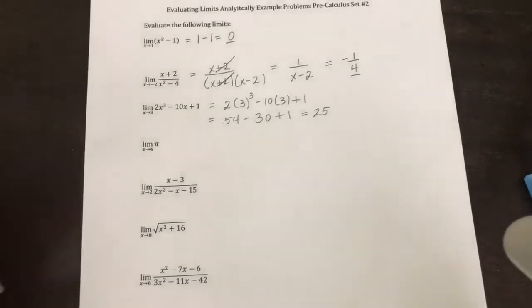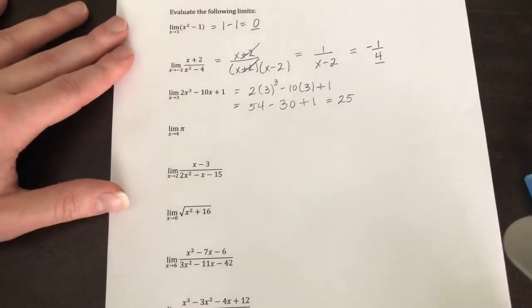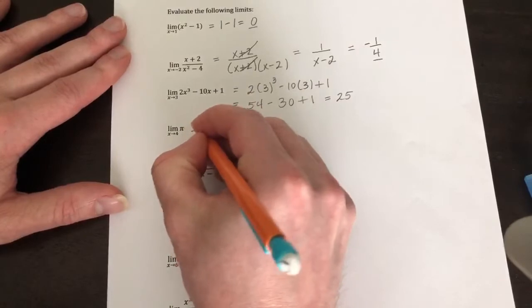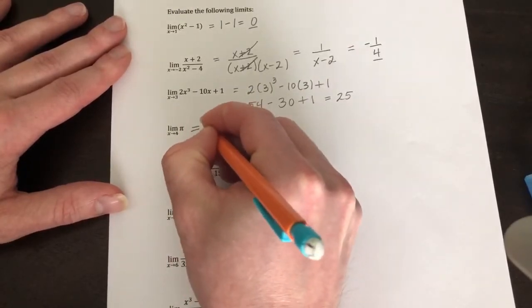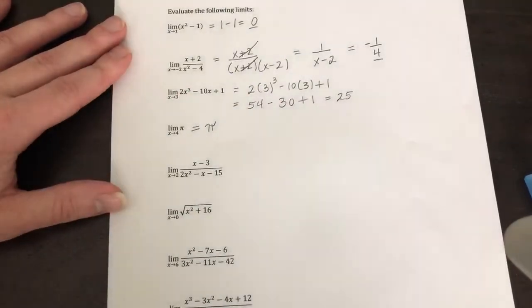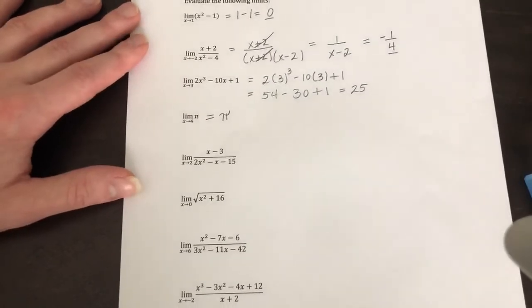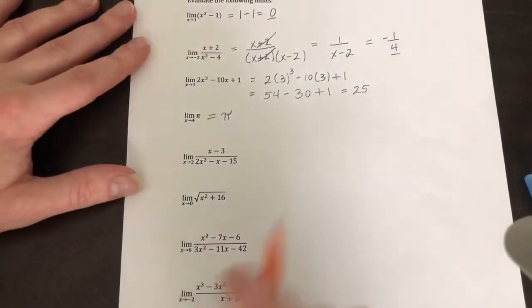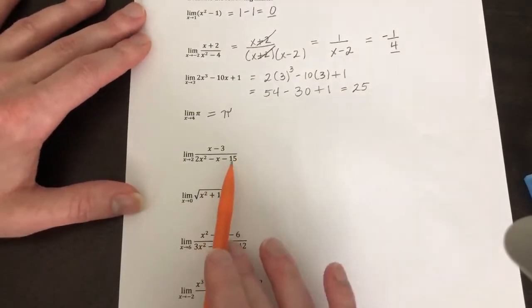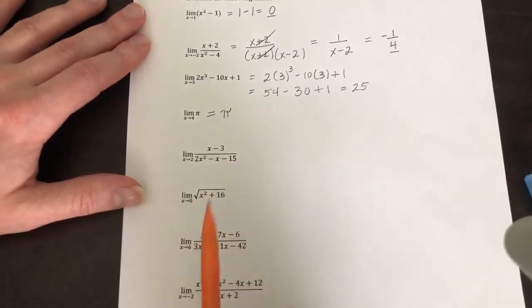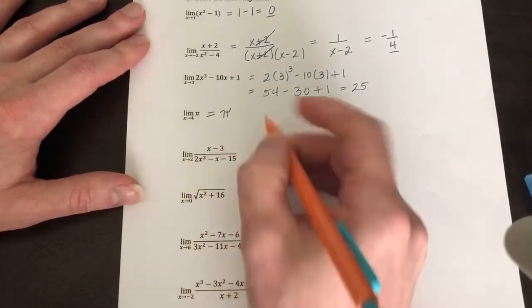Next example problem. There's no x's to plug in, so your limit as x approaches 4 is just going to be pi. Next example problem. The bottom doesn't factor, so I wouldn't bother factoring with that. So I'm going to plug in a 2.